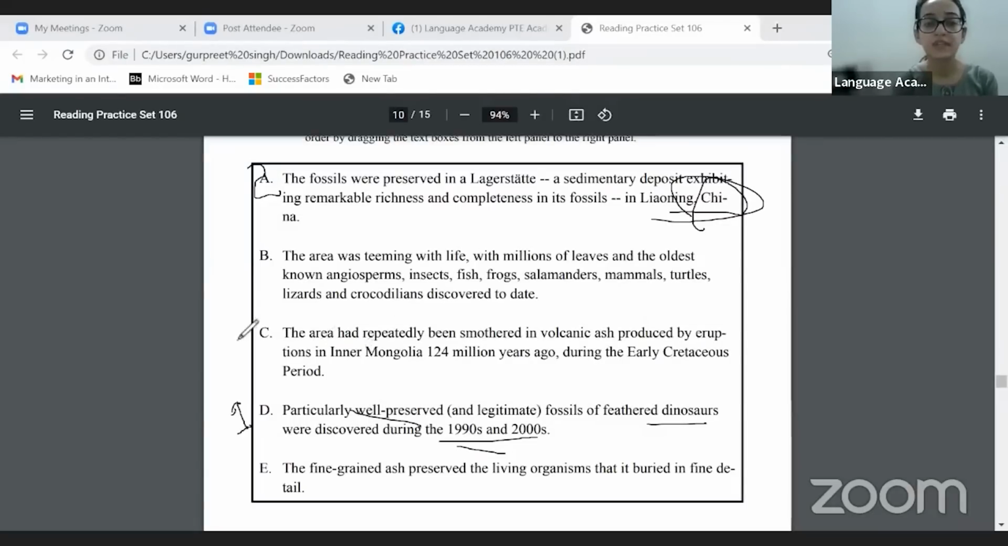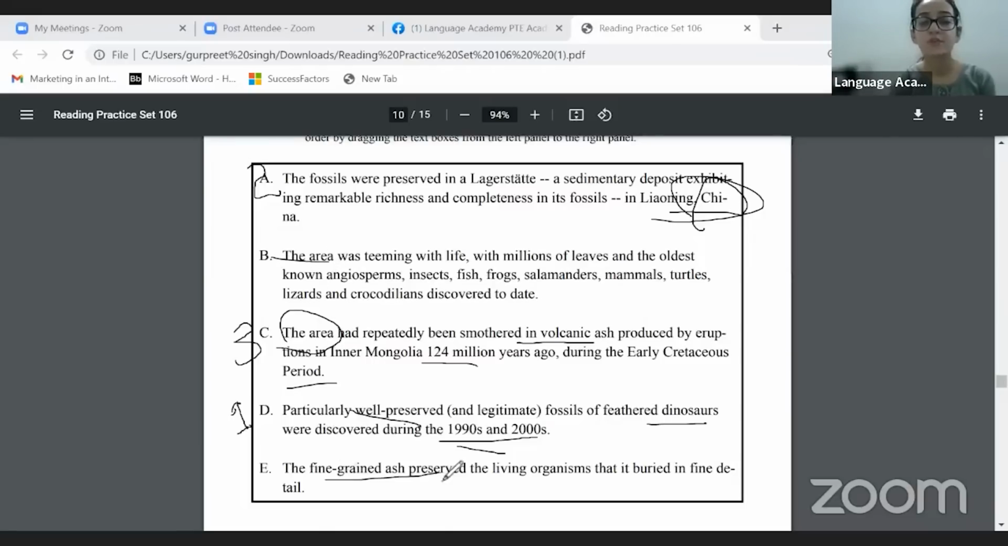Next will be C, because we are saying the area. The area means we just refer to the place. The area had repeatedly been smothered in volcanic ash produced by eruptions in Inner Mongolia 124 million years ago during the early Cretaceous period. And now we're left with two sentences. One sentence is talking about the area had these things.